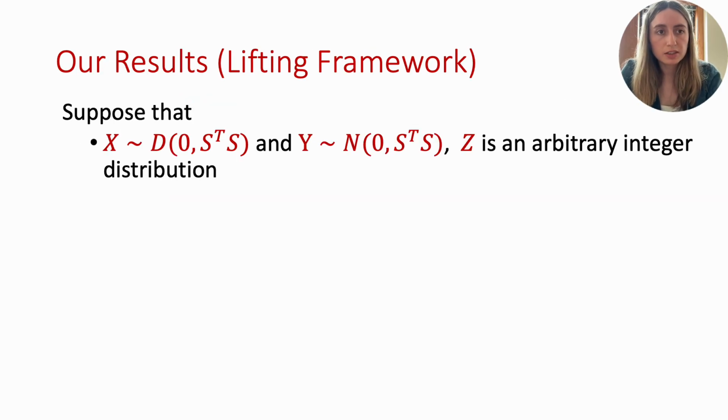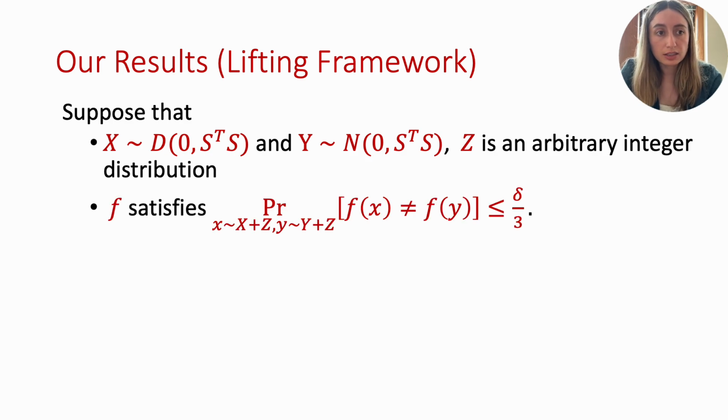So now we're ready to describe our main lifting framework. Suppose I sample X from a discrete Gaussian distribution with covariance S transpose S, and I sample Y from a corresponding continuous Gaussian with the same covariance, and let Z be an arbitrary integer distribution. Now, let's assume that the problem that I want to evaluate, F, satisfies this probability bound.